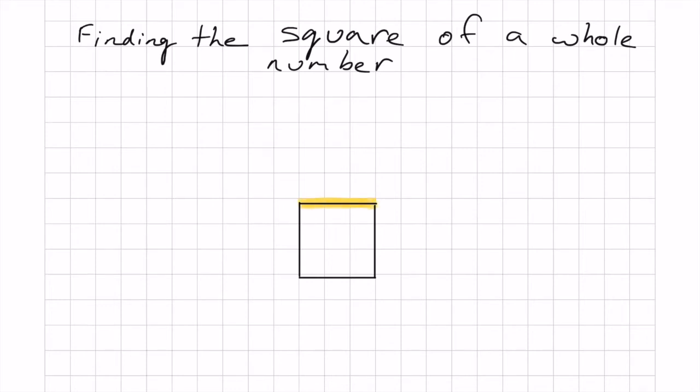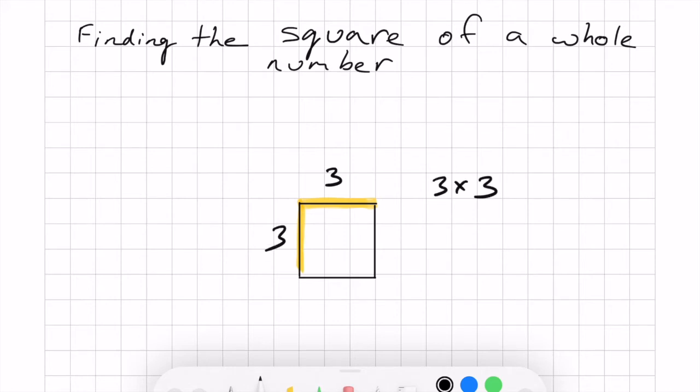So this side here would be 3 squares, right? And this side here is going to be 3 squares, right? So that would be 3 times 3, and that's going to be equal to 9, because there's 3 squares going this way, in a row, and there's 3 squares going down. So it's 9 squares. We could also write this as 3 squared.